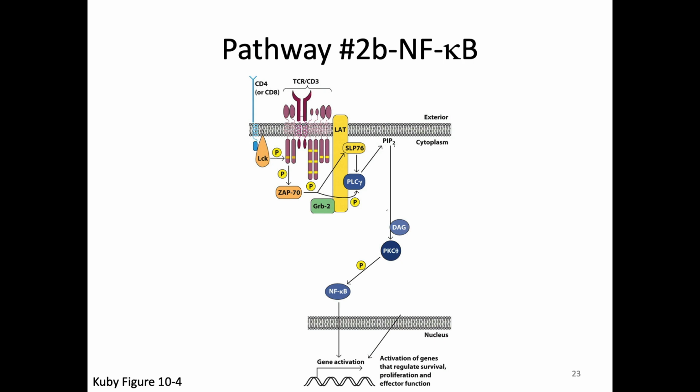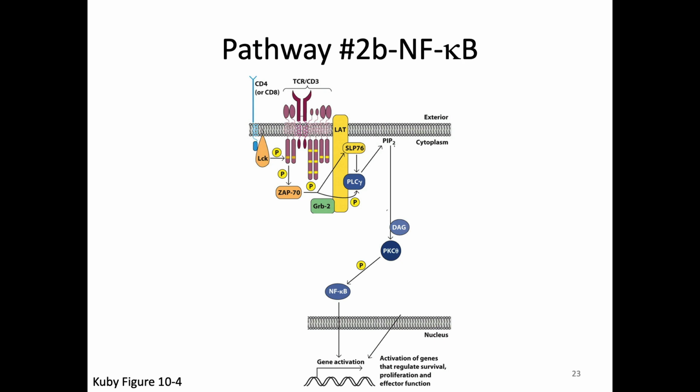Once we have DAG being made, while IP3 is off doing the calcium stuff and turning on NFAT, DAG is signaling through some other proteins, turning on our final transcription factor, NF-kappa B.